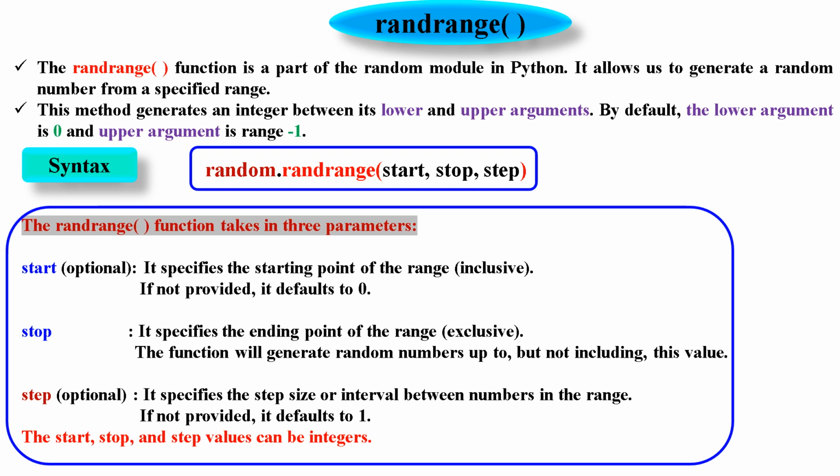The randrange function takes in 3 parameters. Start, optional. It specifies the starting point of the range, inclusive. If not provided, it defaults to 0. Next parameter is stop. It specifies the ending point of the range, exclusive. The function will generate random numbers up to, but not including, this value. Step, optional. It specifies the step size or interval between numbers in the range. If not provided, it defaults to 1. The start, stop, and step values can be integers.